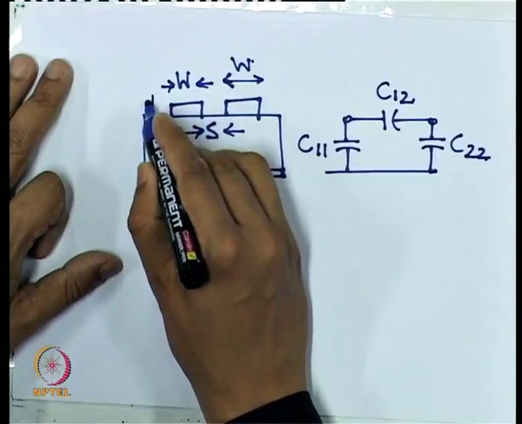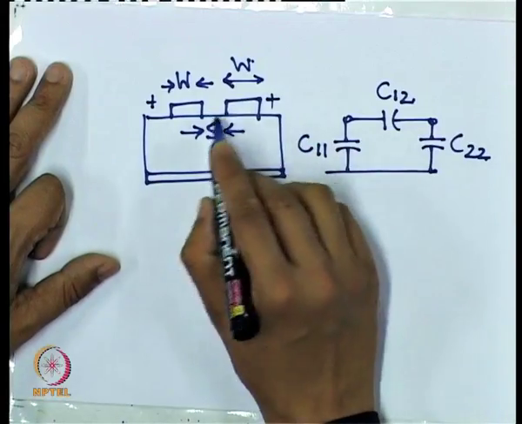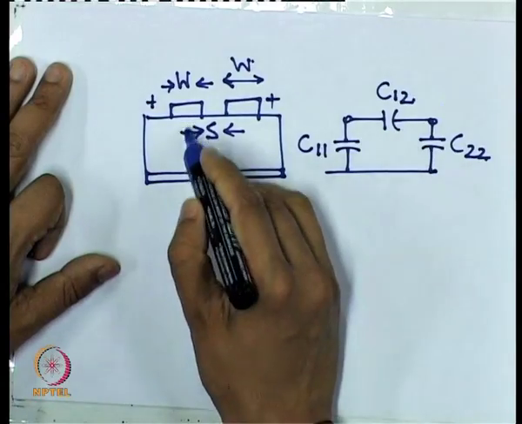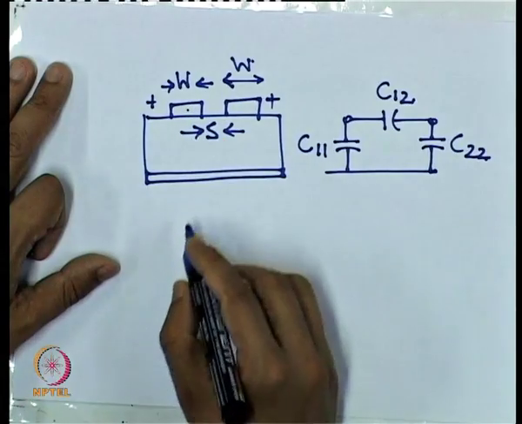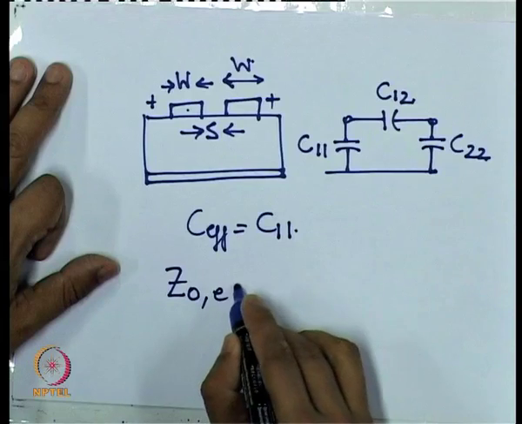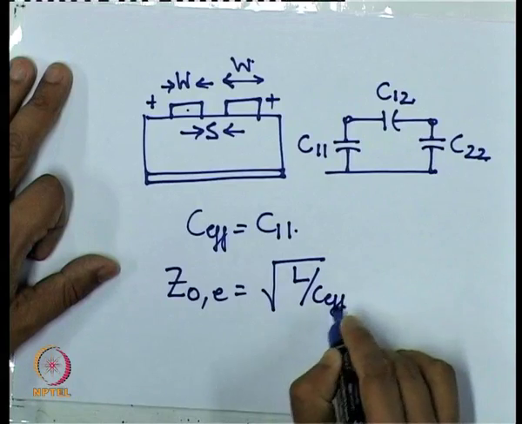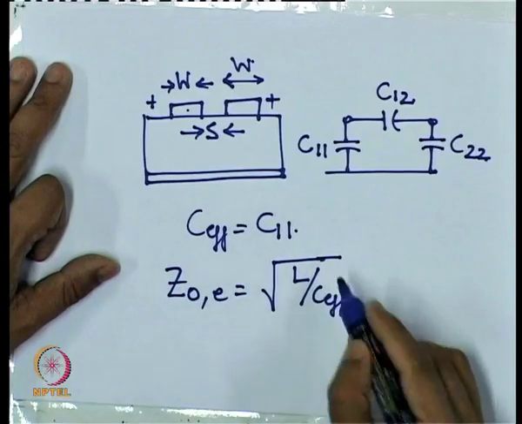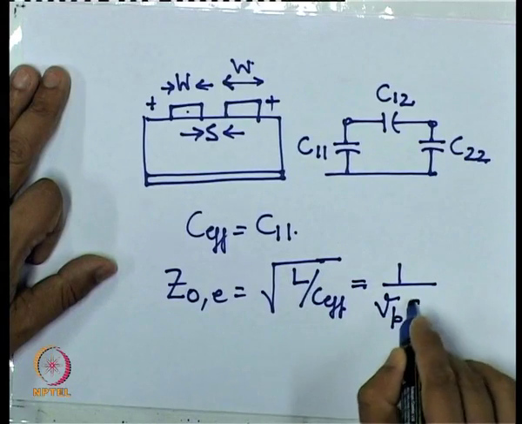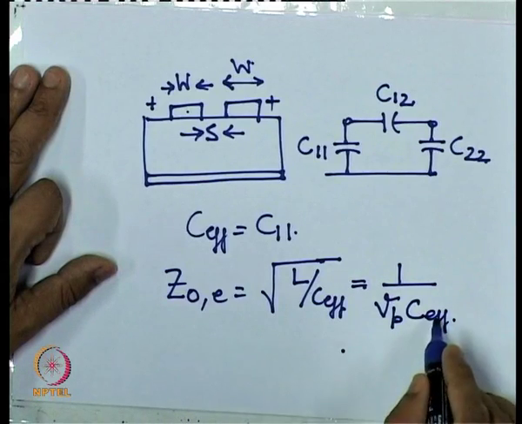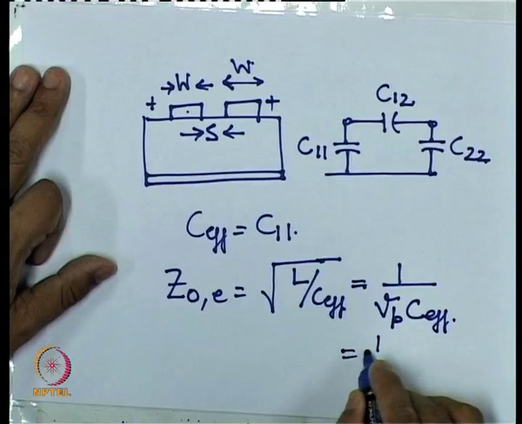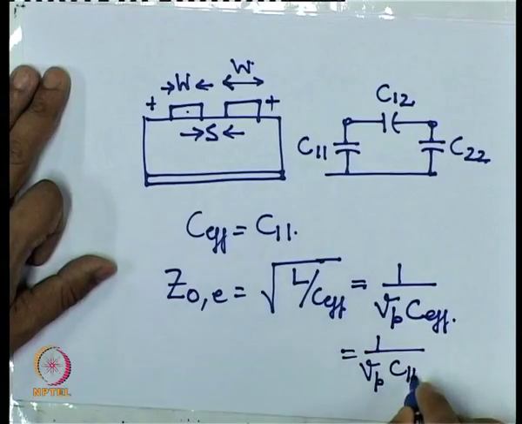Now, consider the case when the voltages on both lines are the same. Then this central capacitor does not play any role. So, the total capacitance between the top metal and the bottom metal is simply C effective equal to C11. Now, we know that Z0 for the even mode should be given by the square root of L upon C effective. Recall that C effective is the capacitance per unit length, and we discussed this equation while discussing transmission lines. In this case, for the even mode, when the voltages on both lines are the same, total C effective is equal to C11. So, Z0E, the characteristic impedance for the even mode, is determined by C11.